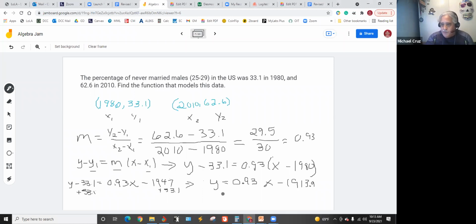So there's our equation. That would represent how that population for never married males 25 through 29 has changed. It's almost a slope of 1 to 1, a little bit less than 1 to 1. What this is useful for is once you got that equation, you can predict the future. If it continues at this pace, you can put in any other year and find out what it would be for a given year.